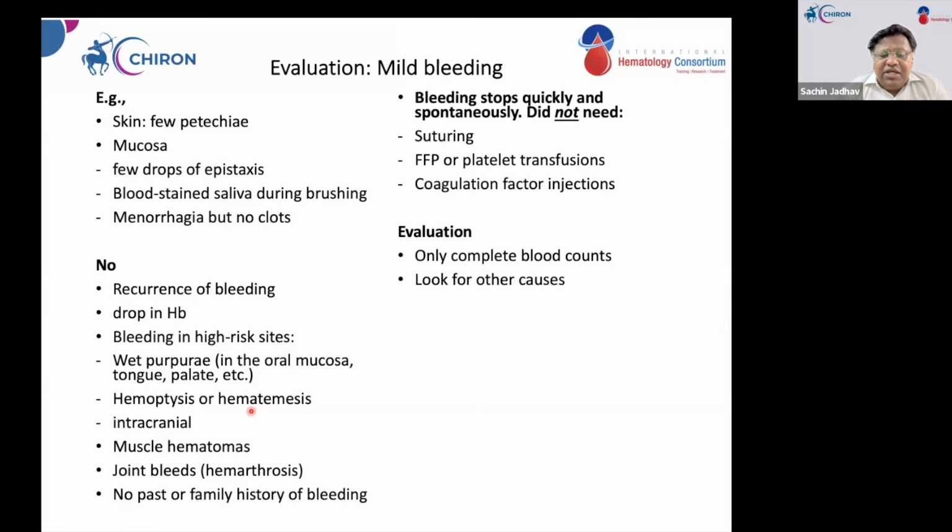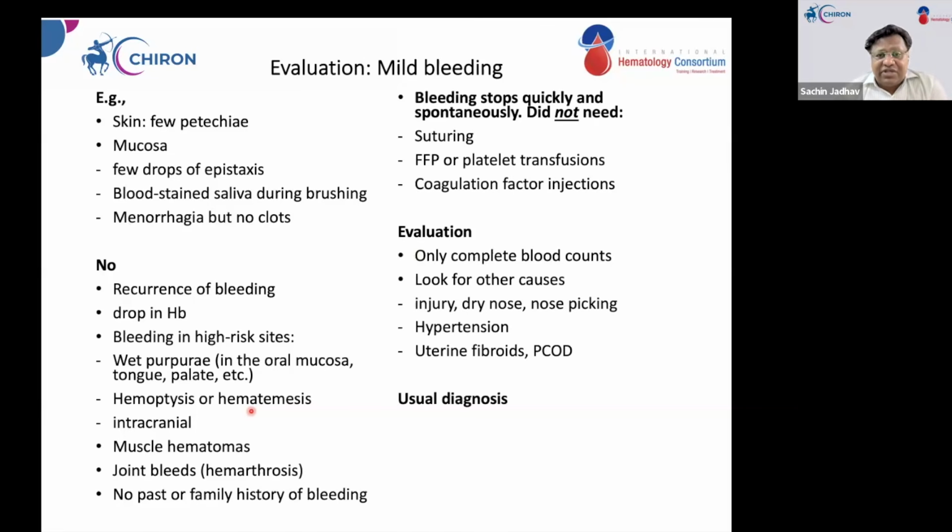These patients, typically the bleeding is because of something else. So injury, dry nose picking, hypertension, menorrhagia, maybe uterine fibroids, PCOD, etc. So mild bleeding does not require complete coagulation workup, as these patients are unlikely to have a major problem, especially if they have gone through trauma and surgery and everything is okay.